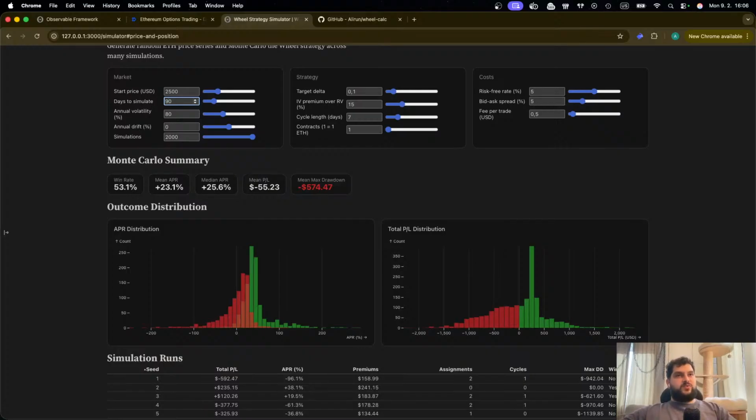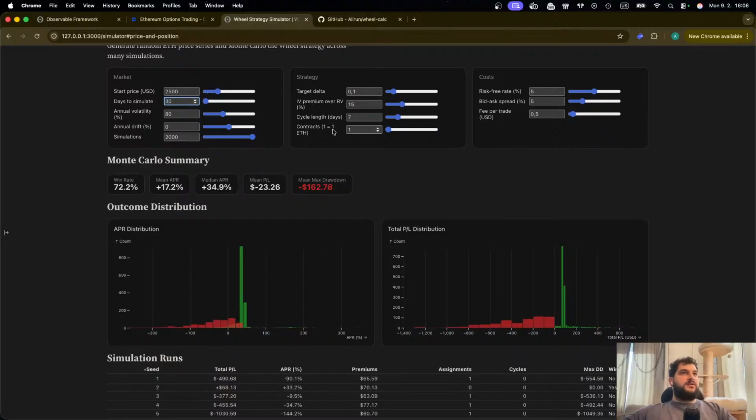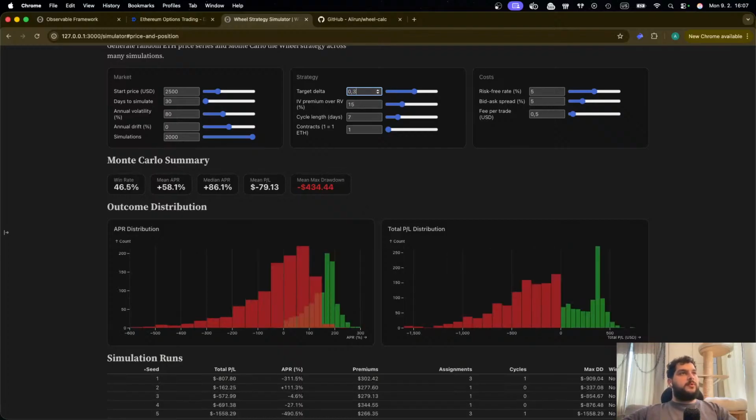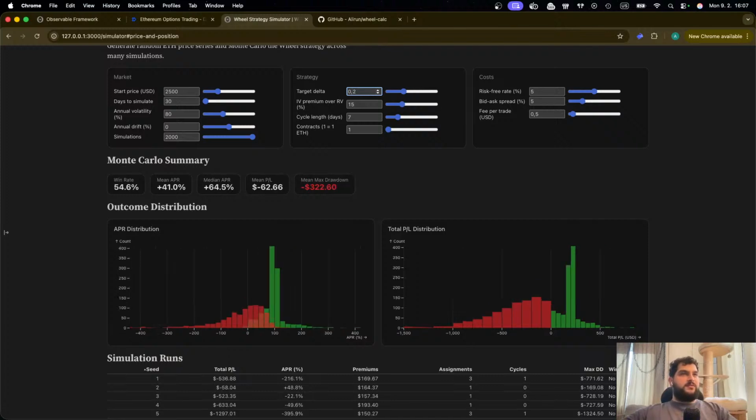Okay, so this strategy, what we have so far, is already good. Let's go back to 30. It's already good for 1 month runs. Most of the time you will win. But if we return delta back to this number, this is already not that good.